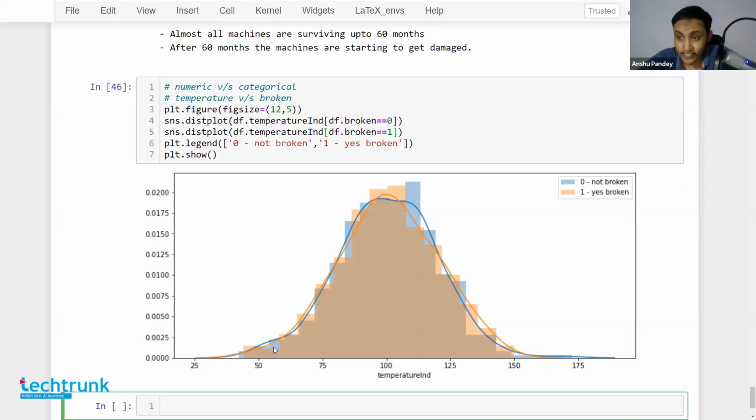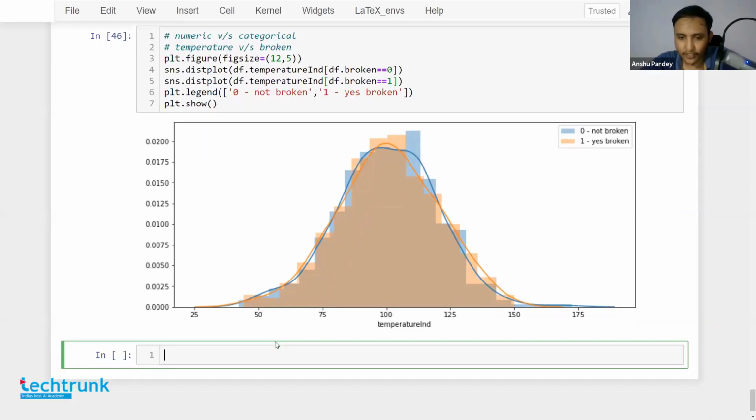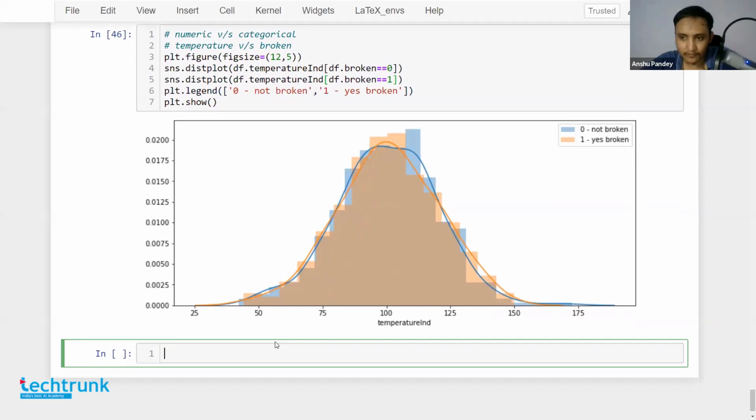So temperature does not have any such information about why machines are damaged or not damaged. The number of machines which are damaged or not damaged at each value of temperature is equal, right? So it is not an impacting factor. I hope you're good. If you have any question, feel free to put that, everyone. Okay, so here we go.